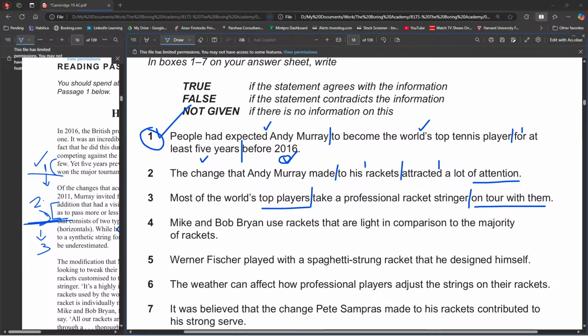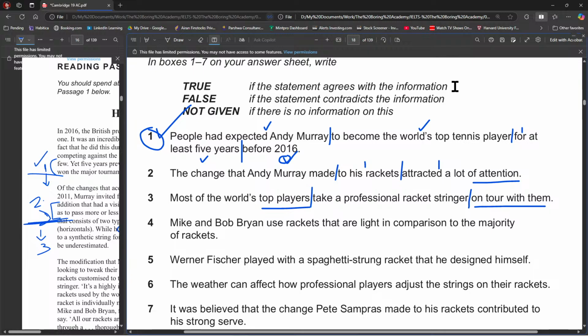The meaning is the same as per the question. So we'll go with true, without any false or changes given. It is true. So this is what I want to understand: if everything is there which is being paraphrased, it means it is true. The answer will be true.